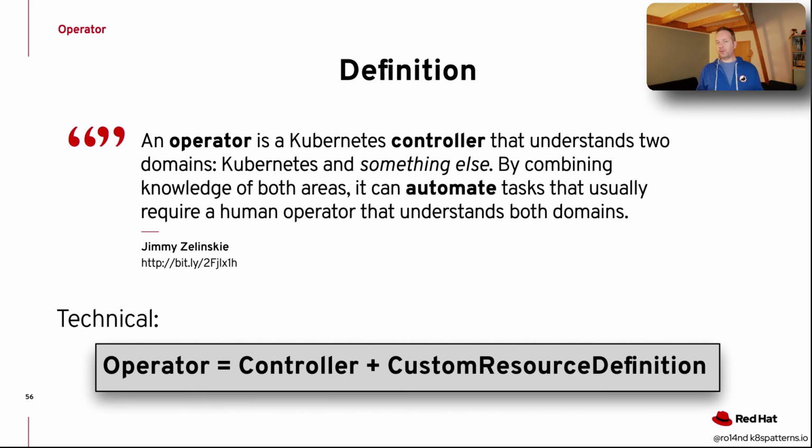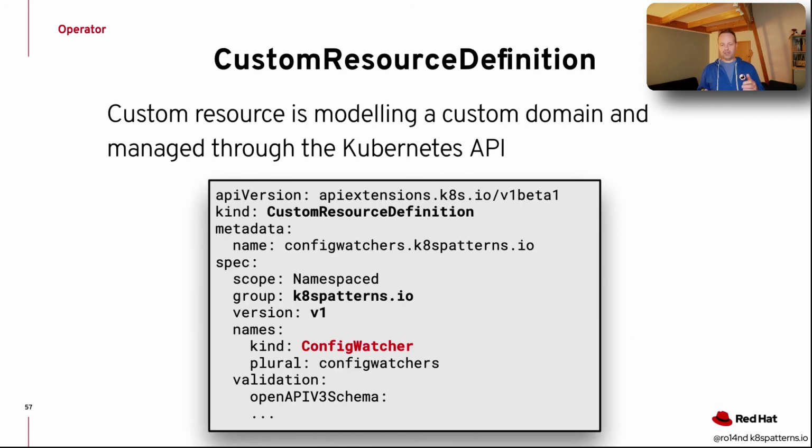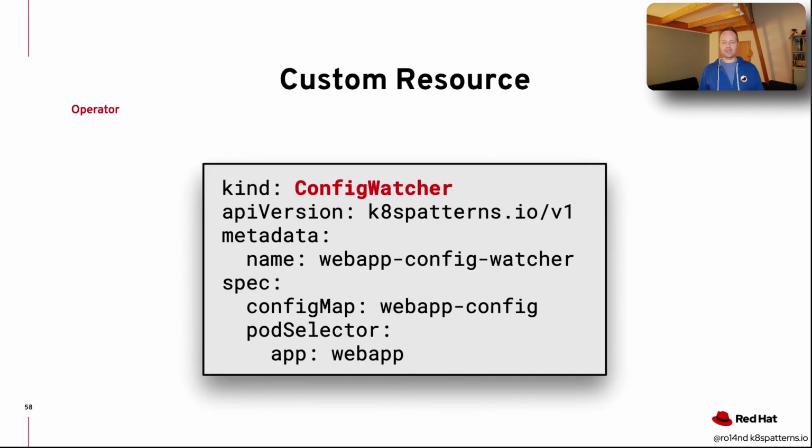There's another definition which we also like quite a bit because it's very simple. Maybe it's too simplistic, it depends, but we also often see an operator as a controller plus a new concept called a custom resource definition. A custom resource definition, or CRD for short, is how you can extend Kubernetes with your own resource types. Here you see an example of a custom resource definition which introduces a new type called ConfigWatcher. As soon as you have applied this custom resource definition to your Kubernetes cluster, you can then use a ConfigWatcher resource like in this example.